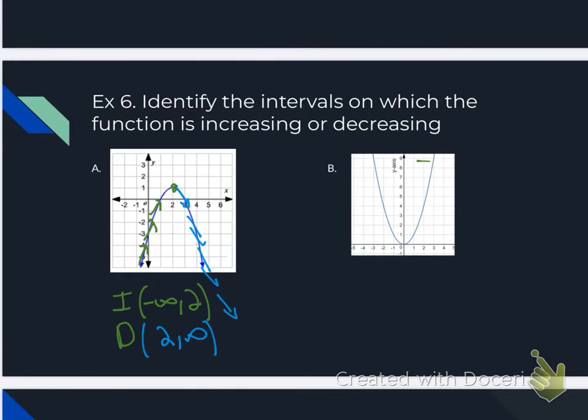Okay, our next one. Starting from our left, you run your finger across it. You see it's decreasing. So it's decreasing from negative infinity to our vertex of 0. And then at that vertex, it switches. It's now going to be increasing, as x gets bigger, right? So from 0 to infinity.